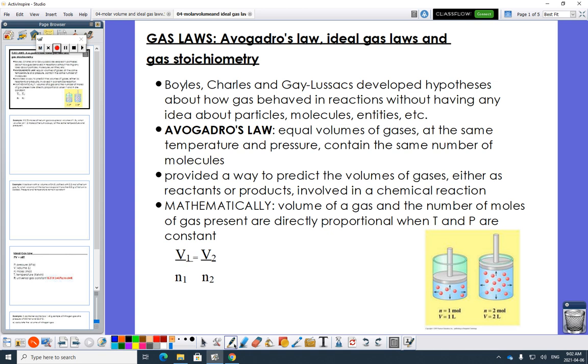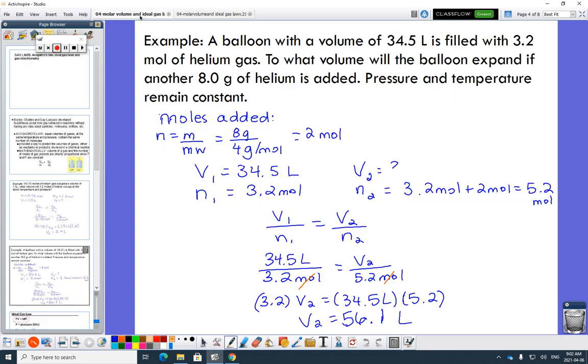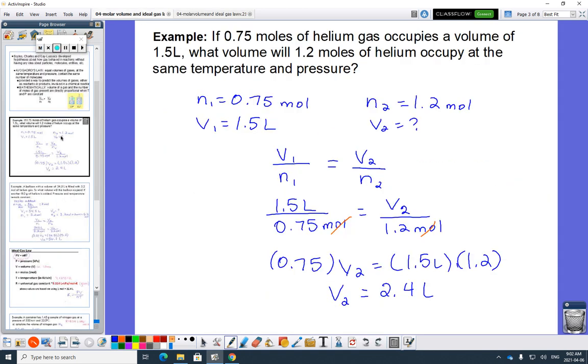So mathematically, the volume of gas and the number of moles of gas present are directly proportional if temperature and pressure are constant. So even though these questions won't be on the exam, they're actually really straightforward. If you want to fill your notes in so that they're complete, it's direct. If you have a certain amount of moles and you increase it, the volume should increase as well. So this is a simple relationship like Charles's and Gay-Lussac's.